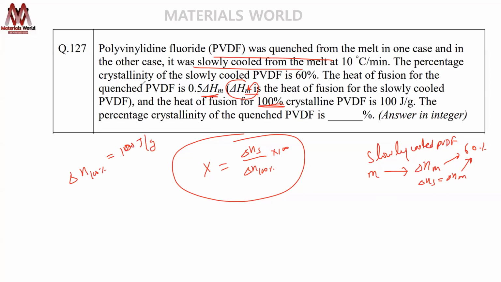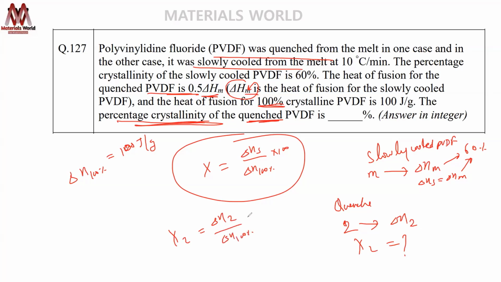Now it's telling the heat of fusion for quenched. So let's say for quenched PVDF, I'm using subscript 2. So my enthalpy of fusion is, let's say, delta H2. And they're telling to calculate the percentage crystallinity for that quenched one. So what is X2? X2 is the enthalpy of that quenched PVDF divided by the enthalpy of 100% crystalline PVDF into 100. And what is delta H2? The enthalpy of the quenched one.